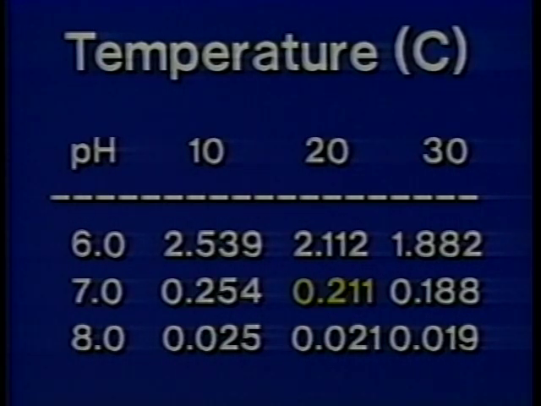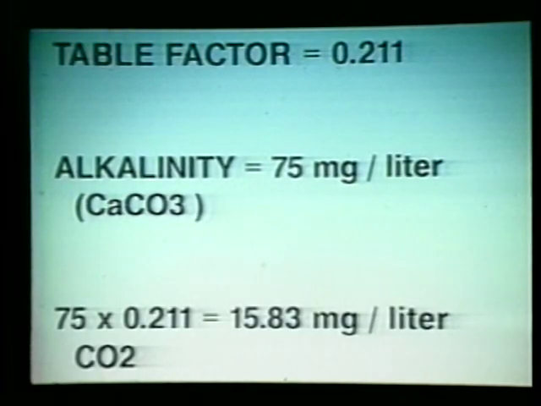For example, if the pH is found to be 7, the temperature 20 degrees C, the corresponding factor from table 1 is 0.211. This factor is then multiplied by the total alkalinity of the sample, resulting in the carbon dioxide concentration in milligrams per liter.